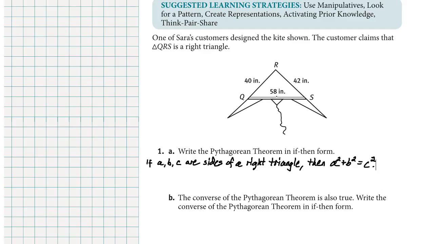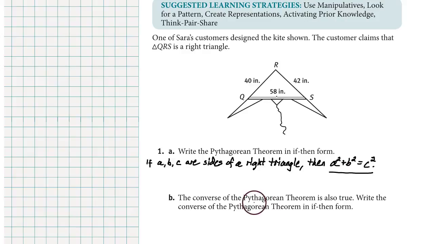Let's start by discussing what the converse of the Pythagorean theorem would say. First, I've written the Pythagorean theorem in if-then form. If a, b, and c are sides of a right triangle, then a squared plus b squared equals c squared. We have used this theorem to solve problems about right triangles. And every time we've known ahead of time that we had a right triangle, and then we use that equation.